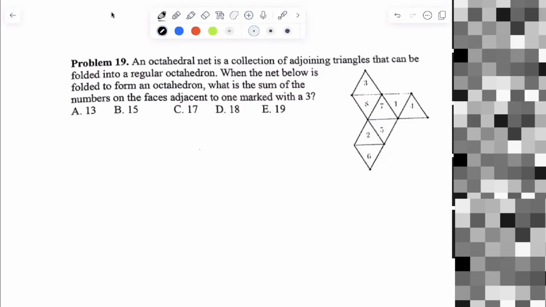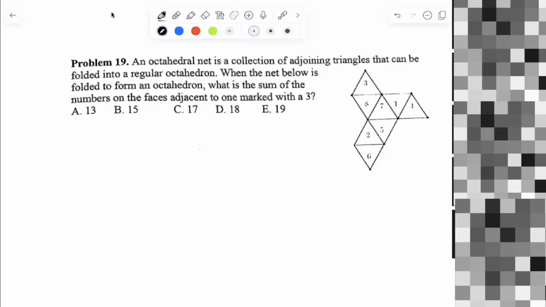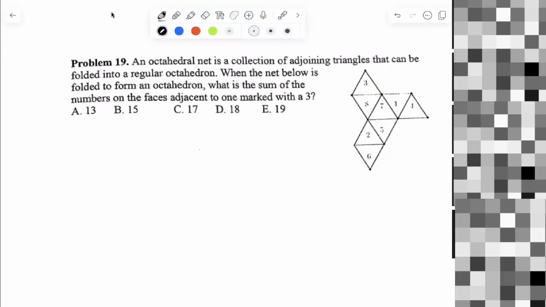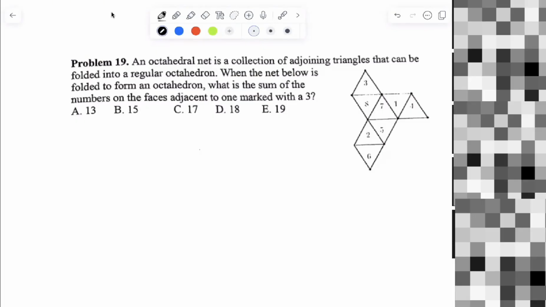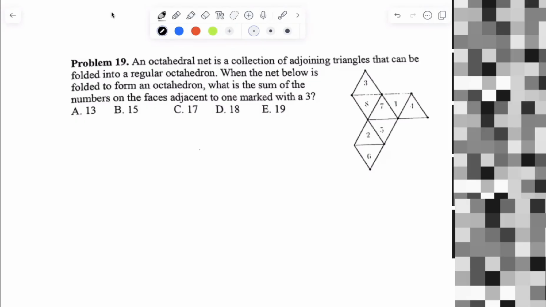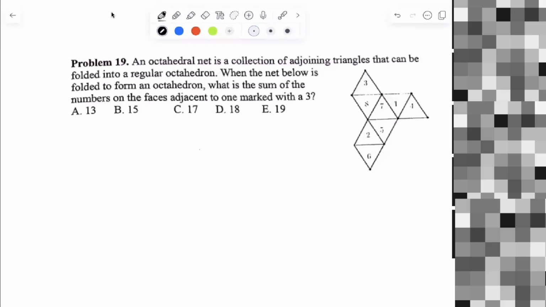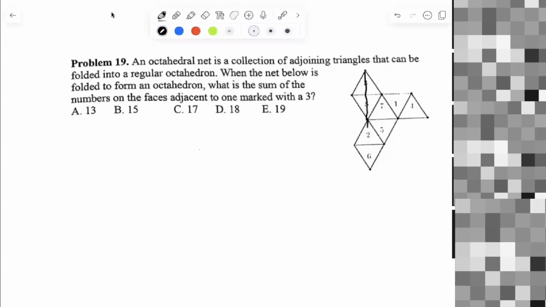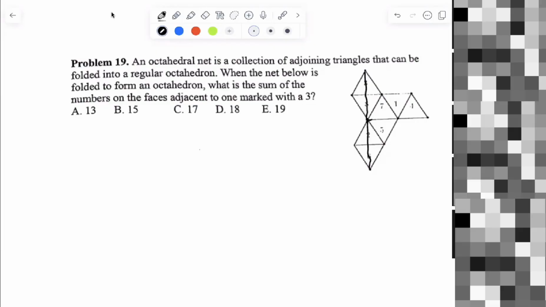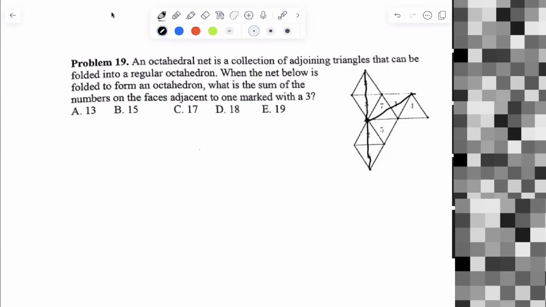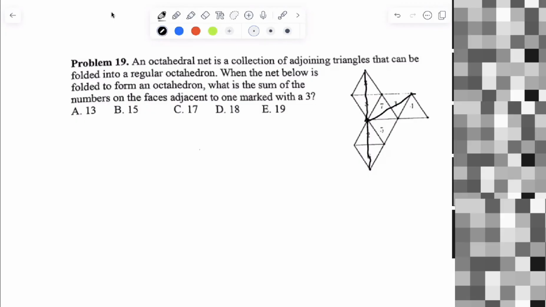All right, let's get started with this question. So basically, we're going to find the sum of the numbers on the faces adjacent to the one marked with 3. How do we find this? Same thing as here, we just draw the diagonals, or the lines going past 2 triangles. Draw all possible lines from here.